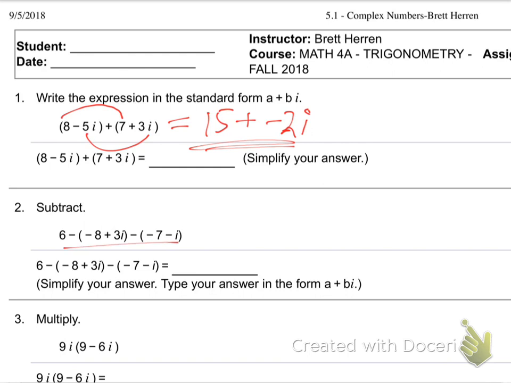Want to try number 2 there? Can you read that? So try number 2. Minus in front of parentheses, distribute. Don't forget to distribute. Then just combine like terms. That's all it is.